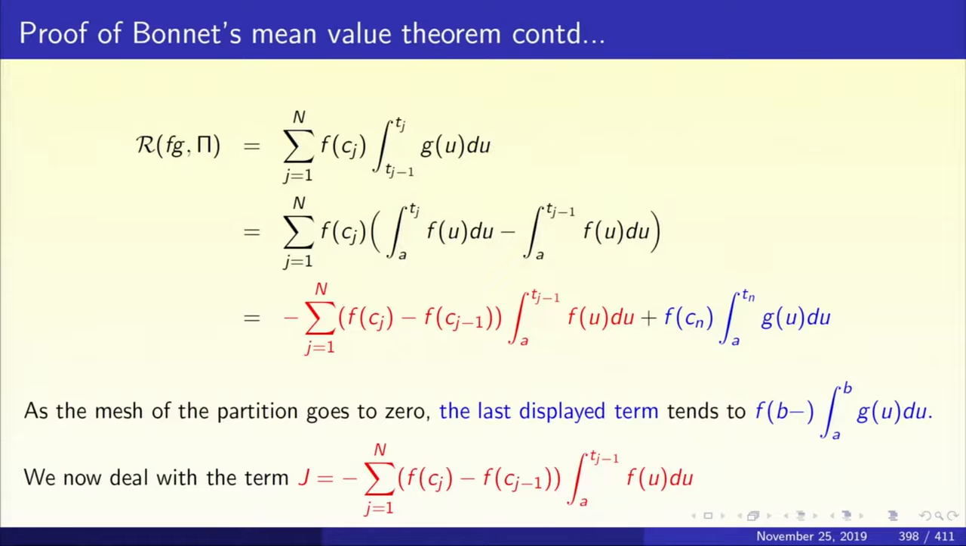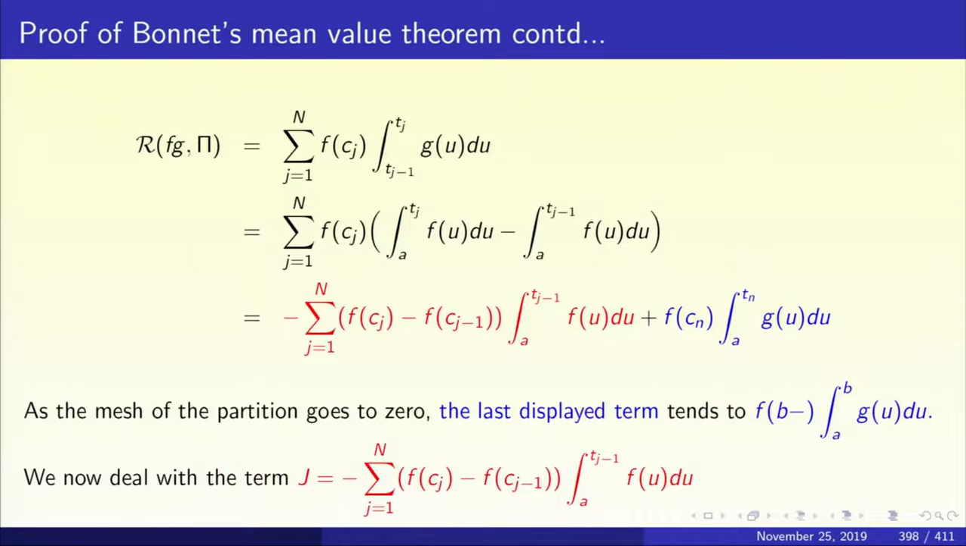Now, as the mesh of the partition goes to 0, what happens? t_n is basically b, and the last displayed term goes to f(b−) times the integral from a to b of g(u) du. Remember that c_n is a point in the last piece of the Riemann sum, [t_{n−1}, t_n]. What is t_n? t_n is b. And as the mesh of the partition goes to 0, c_n approaches b, and f(c_n) approaches f(b−). Here the monotonicity is being used.